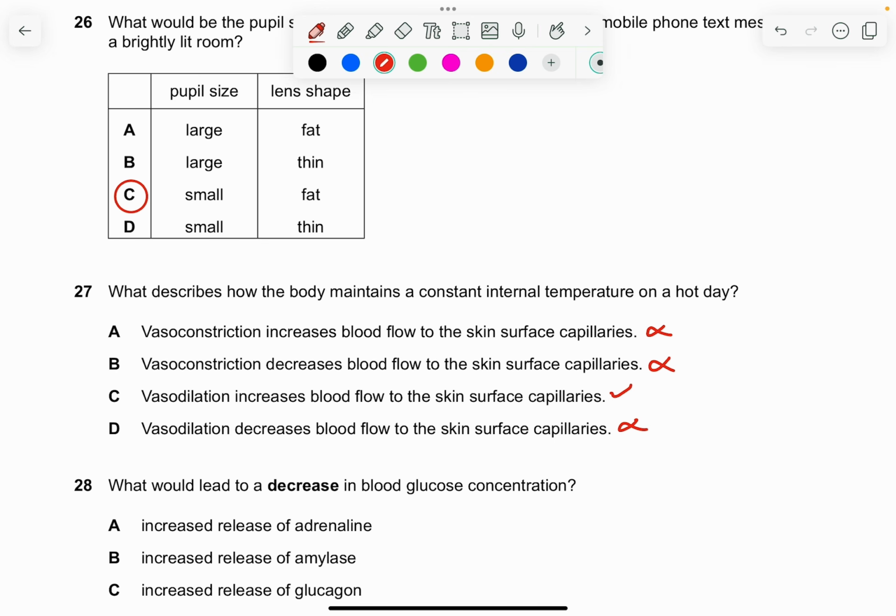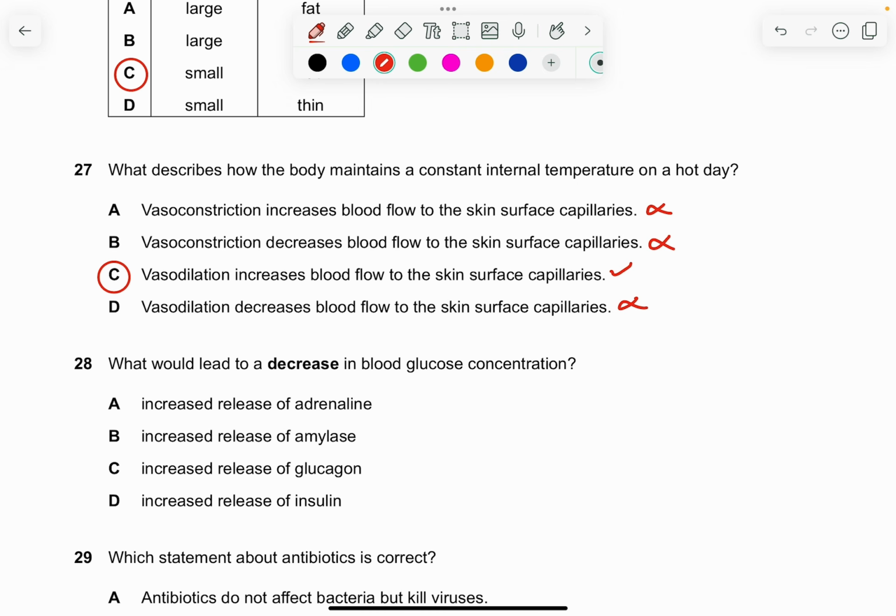So this is wrong. So the answer is C. Question 28. What would lead to a decrease in blood glucose concentration? Decrease in blood glucose concentration is because there's an increased release of insulin. Okay, why? Because insulin's role is to help lower the blood glucose concentration and take in the glucose from the blood to convert into glucagon and then store it in the body basically.